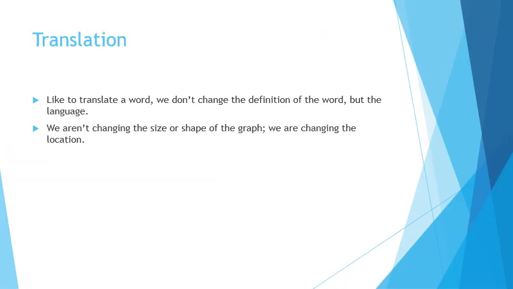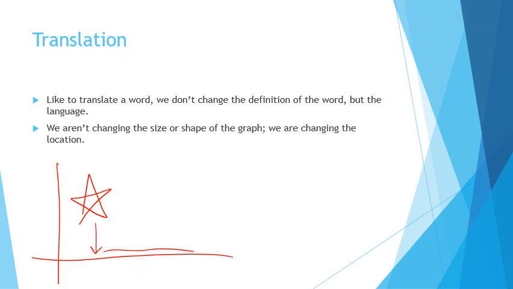So today we're going to be talking about translation. And so just like translating a word, we don't actually change the definition of the word, but we change the language that the word is in. That's what translating a word does. Same thing with a graph, right? If we have a graph, let's say we have a star, and we translate this on an XY plane, that means we may be moving it and changing the location, but we aren't changing the size and shape of that star. That will be later for reflection and dilation.